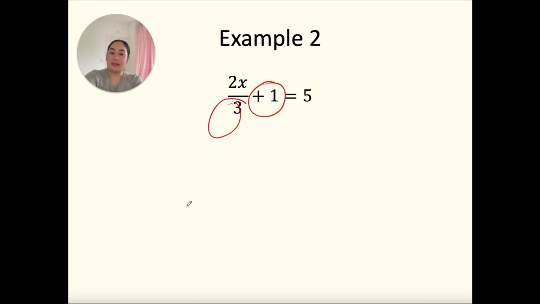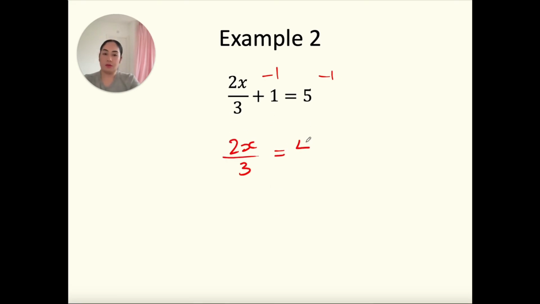The reason why it goes in that order is because it's only the 2x that is being divided by 3, not the whole thing, right? So we're going to isolate them one by one. So first, inverse operation. We're going to subtract 1 from both sides. That leaves us with 2x over 3 is equal to 4.